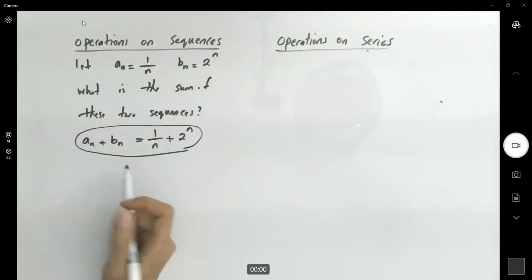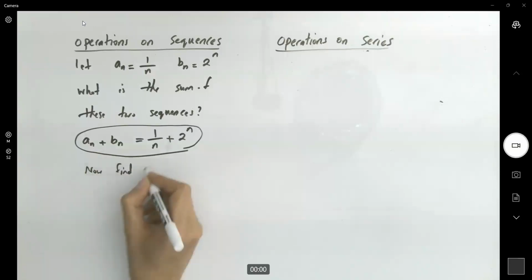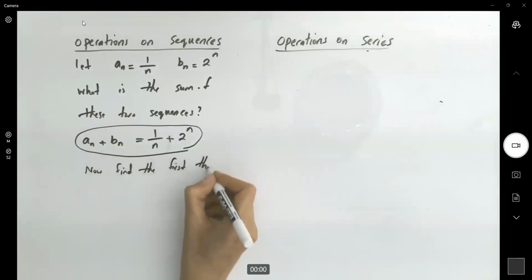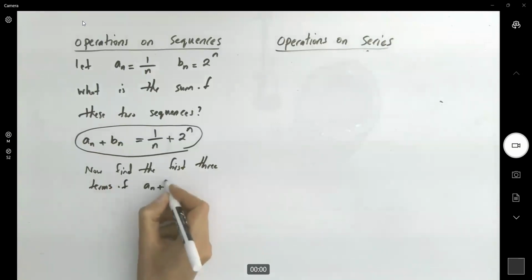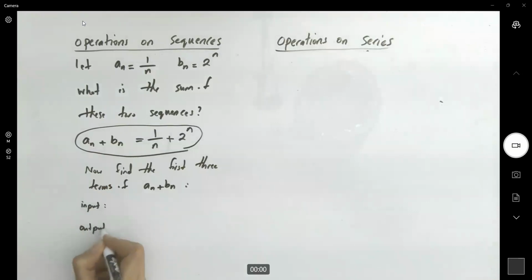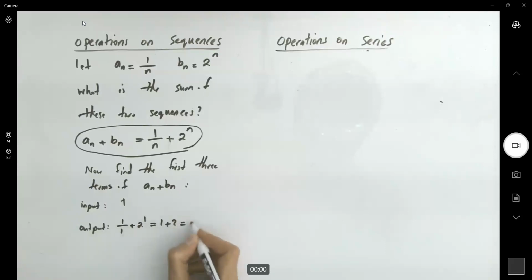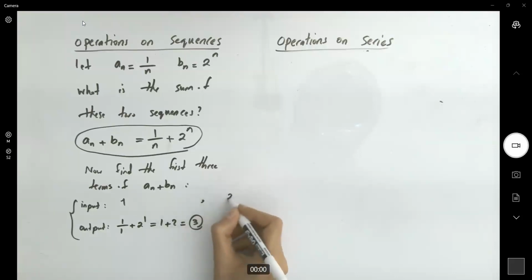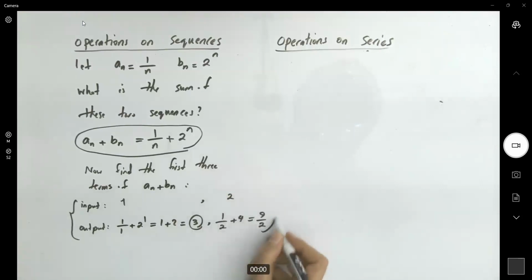If the question says, hey, now find the first 3 terms of a_n plus b_n, you're going to do as follows. Input values, output values. If my input value is 1, what is my output value? It's going to be 1 over 1 plus 2 to the first power, or 1 plus 2, which is 3. Good. If the input value is 2, you're going to have a half plus 4, or 9 over 2.